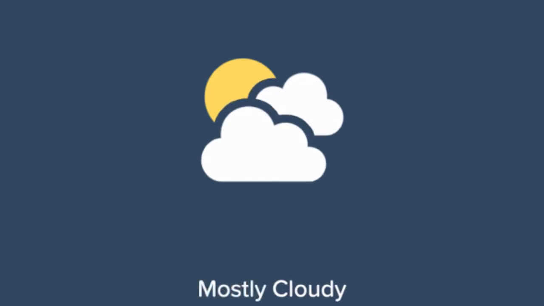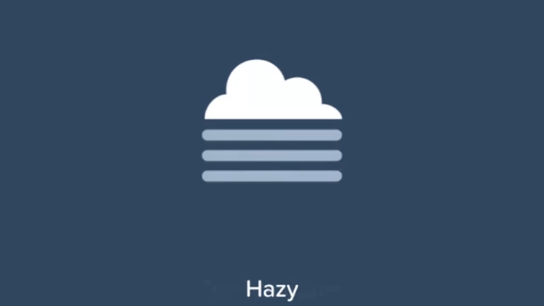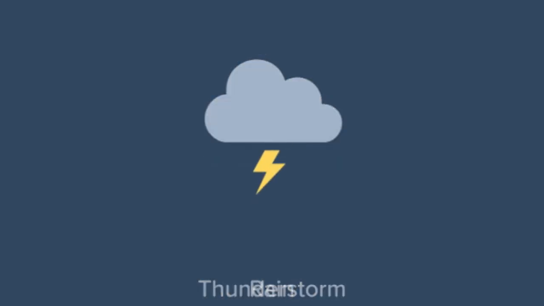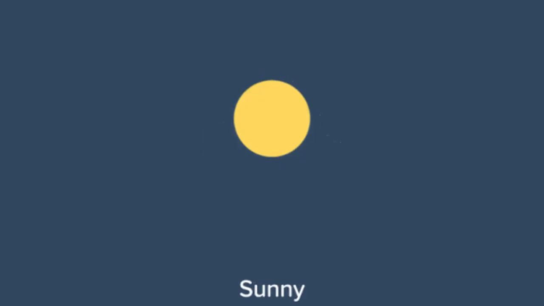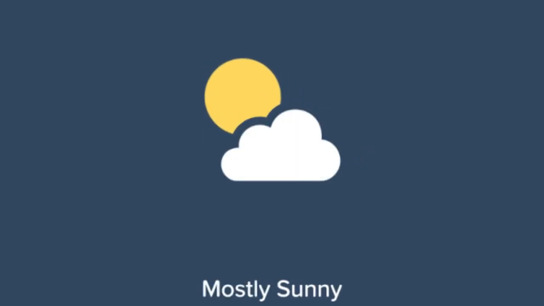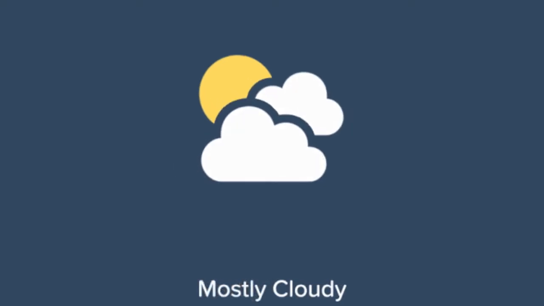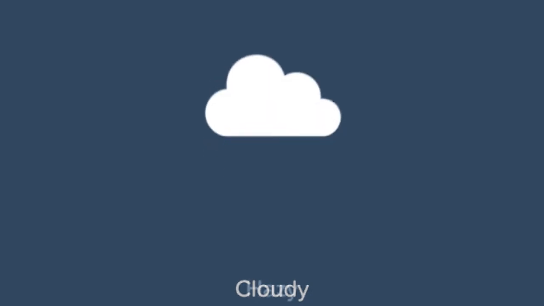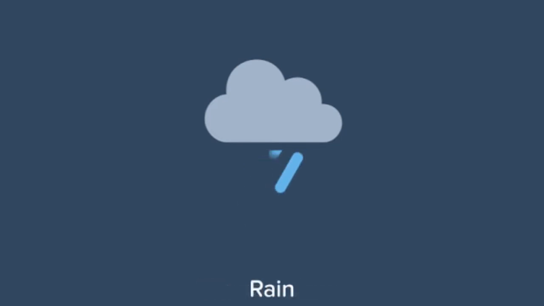So kids, there are different types of weather that you experience on daily basis, which include thunderstorm, rain, sleet, flurries, snow, sunny, mostly sunny, partly cloudy, mostly cloudy, cloudy, hazy. So these are some of the weather types that we experience on daily basis.